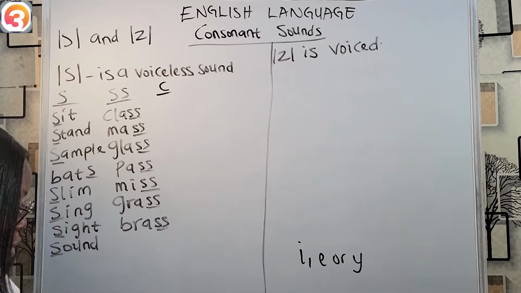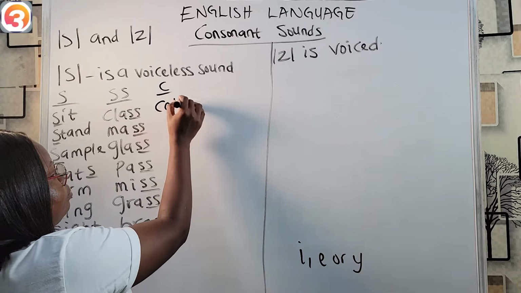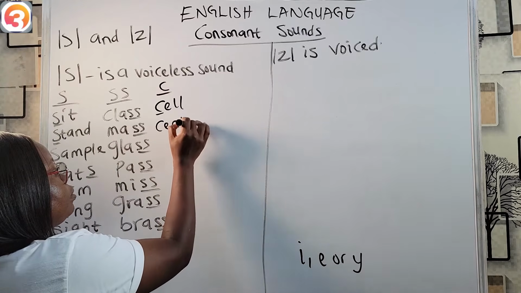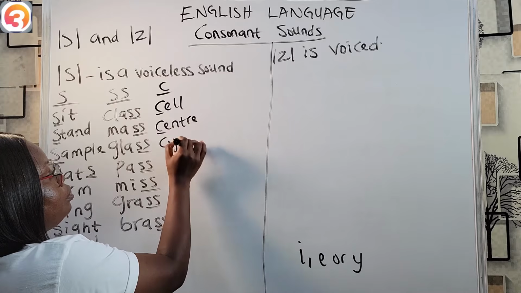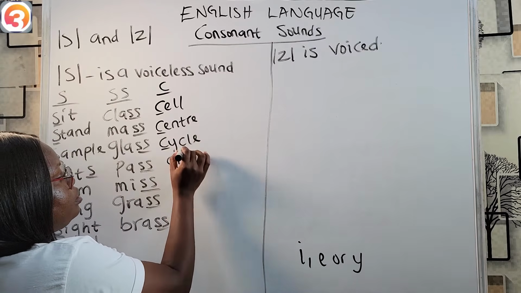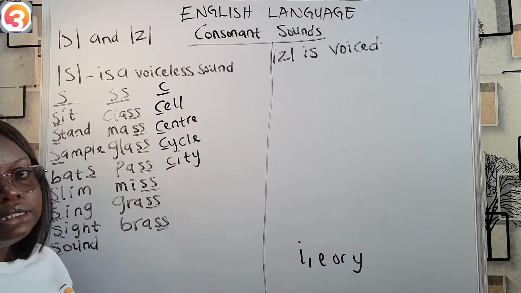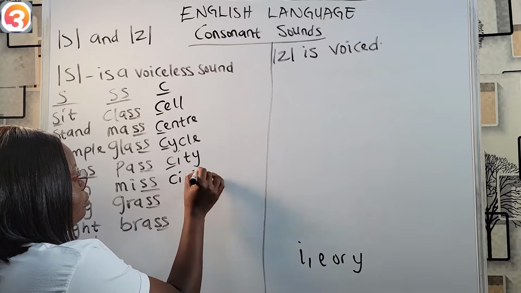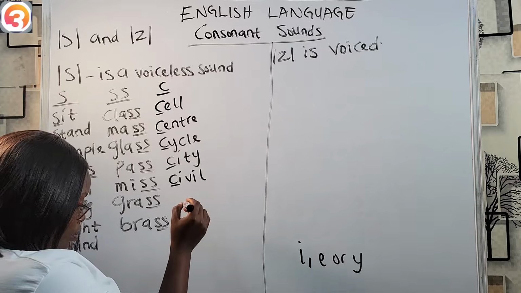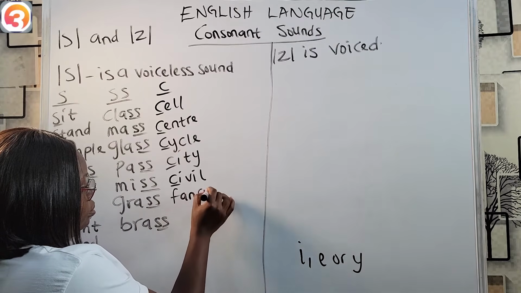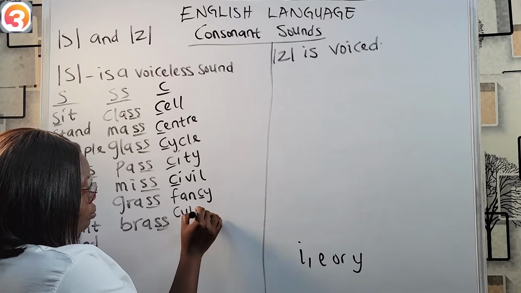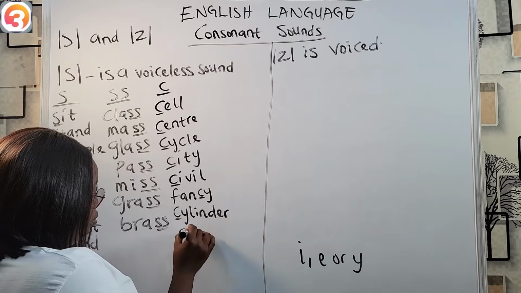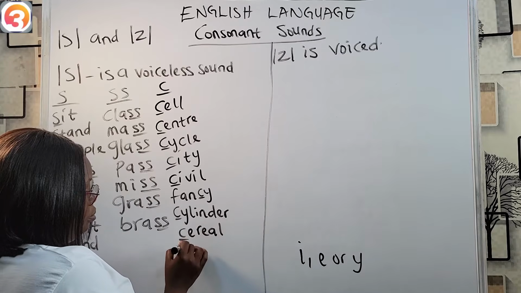Examples now, we have cell. Note the CE. Center. Cycle. City. You can see them. Words like this. Civil. Fancy. Cylinder. Cereal. Decimal.